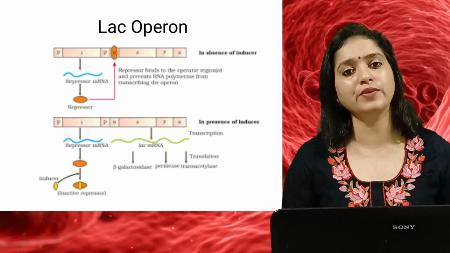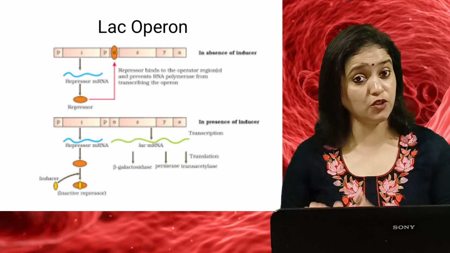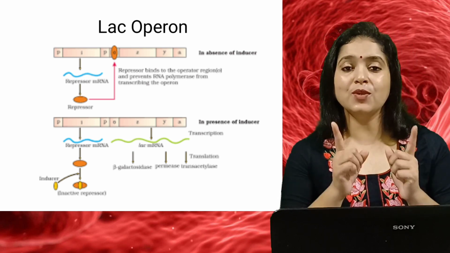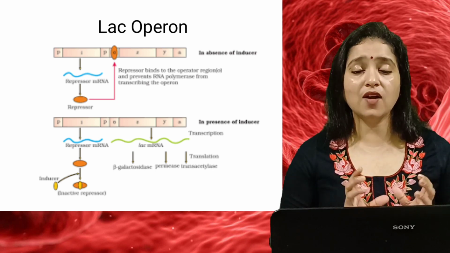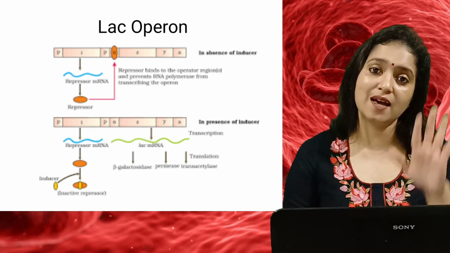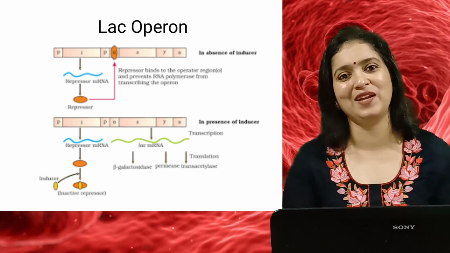Otherwise, there is no need of producing that enzyme. So whenever lactose is there in the system, the enzyme should be produced. Whenever lactose is not there in the system, we don't need the enzyme. So that is switching on and switching off. So lac operon is very important. You can expect this for your examination as a 5-mark question. Even the diagram. With the diagram, you can easily explain it.